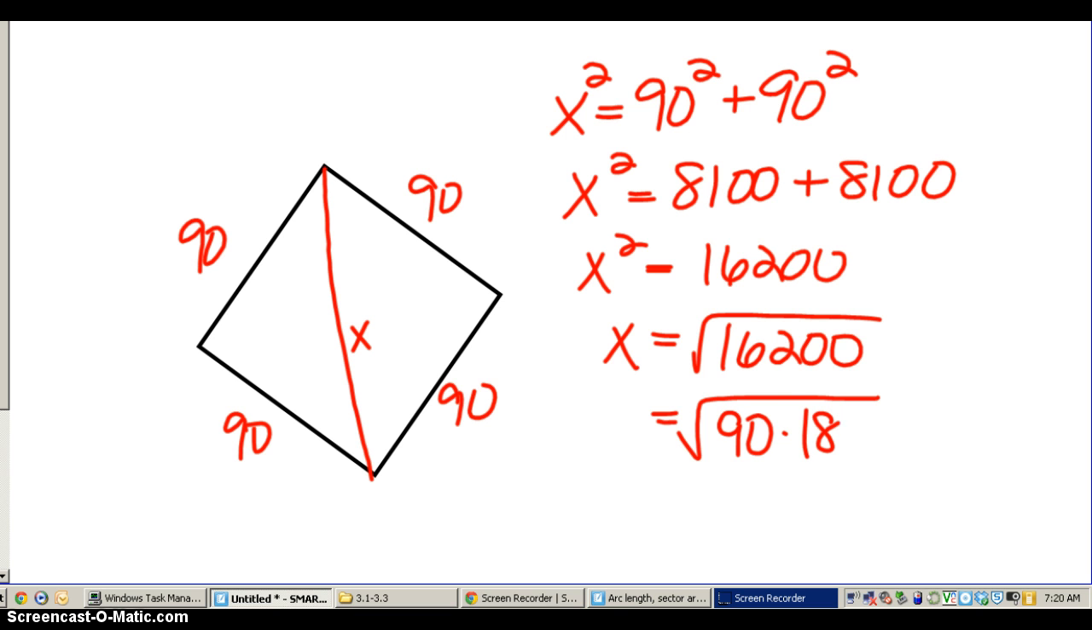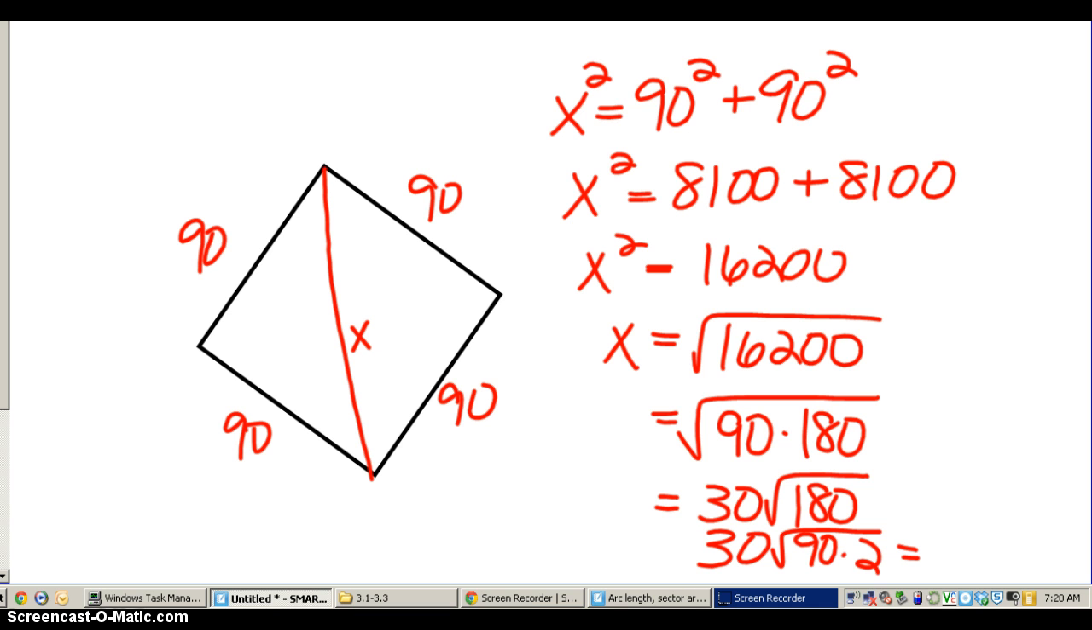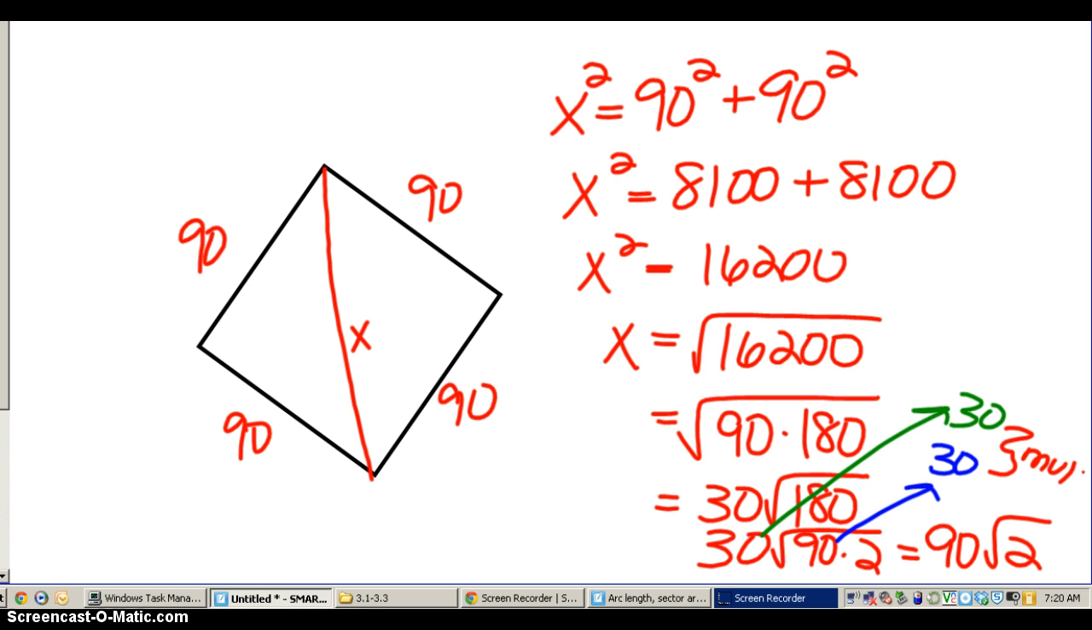So I could have broken that down even more. So then that's a 30 root 180. So that's a 30 and a 90 and a 2. So I have to pull another 30 out, giving me a 90 on the outside. So this broke up into a 30, and I had that 30. So I multiplied those two together to get that 90 root 2. And that was my final answer, and that was number 9.